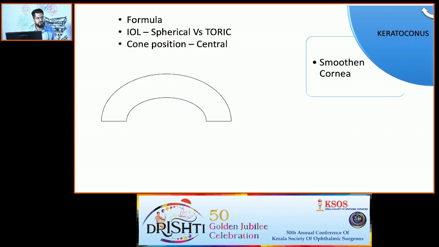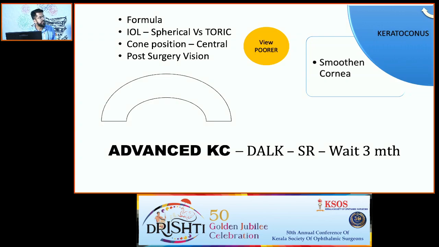As for the cone position, if it's central, you can go about easily, but if it is decentered, then you have to counsel the patient accordingly. And post-surgery vision, you can never guarantee 6/6 vision. It always depends on how much the patient will be seeing post-operatively. And even while doing the surgery, the view is something you have to look at because you may have excessive reflexes from the thin cone. If you are dealing with a patient who has an advanced keratoconus, it's ideal to go with DALK, then do the suture removal, wait for 3 months, and then plan the cataract surgery later.